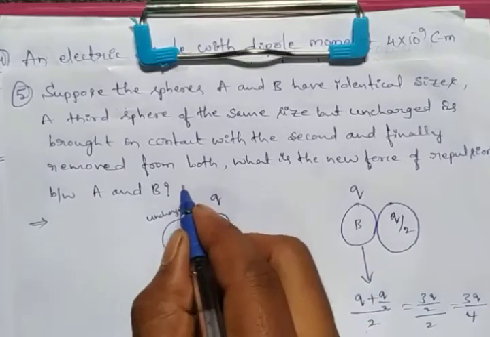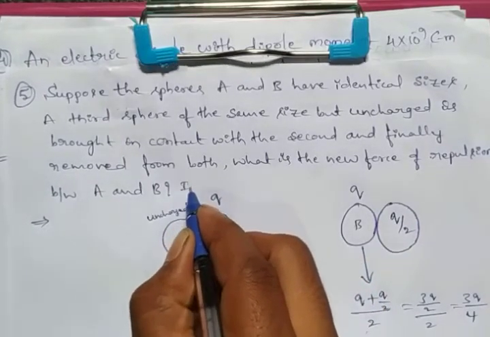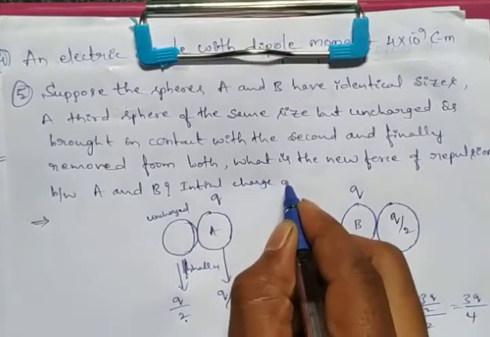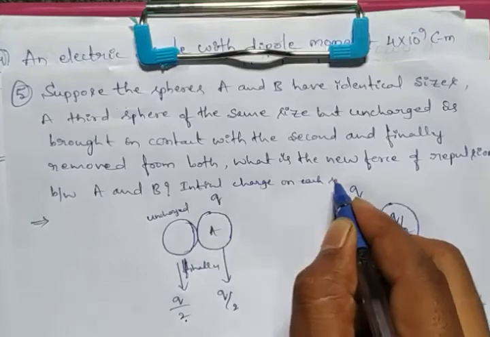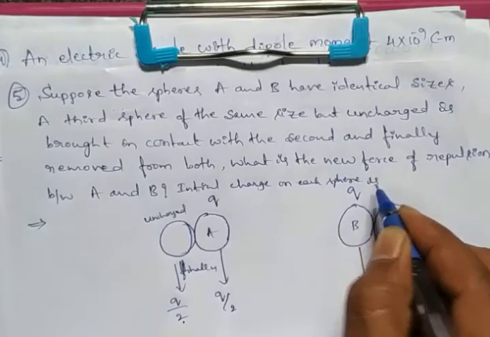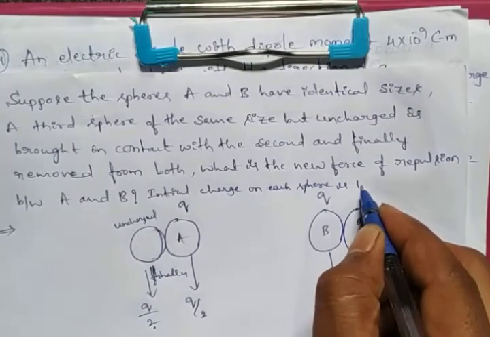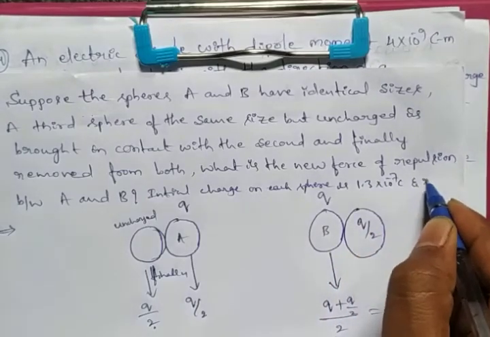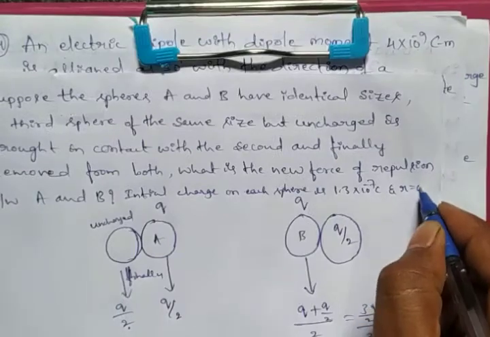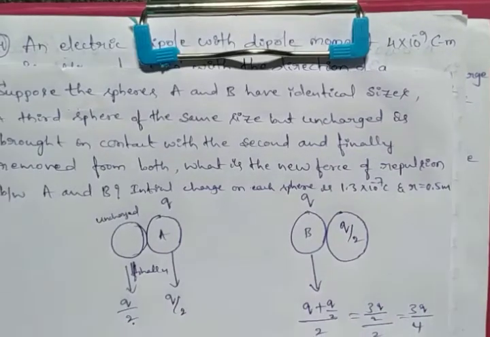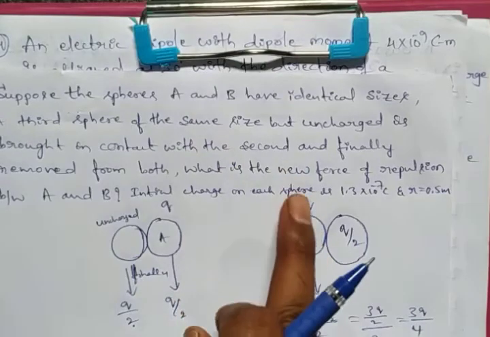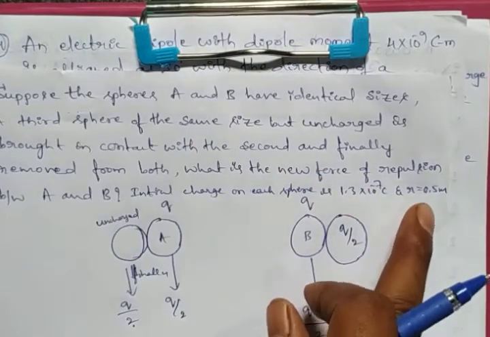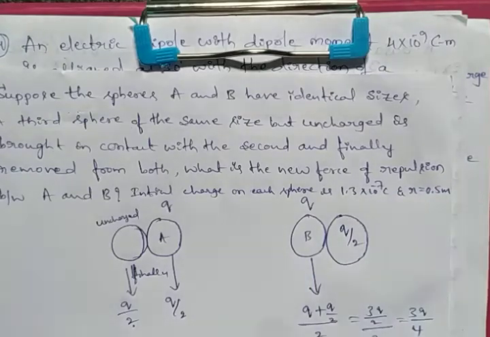Here they have given the initial charge on each sphere as 1.3 into 10 power minus 7 coulomb, and r means the distance is 0.5 meter. That is, the initial charge on A and B is 1.3 into 10 power minus 7 coulomb, and the distance is 0.5 meter.